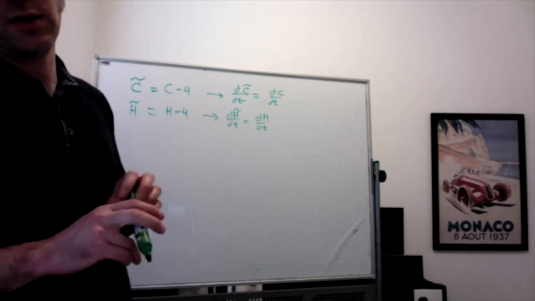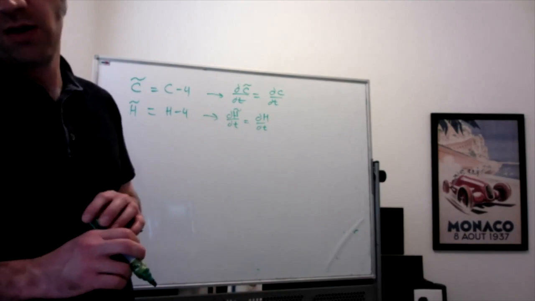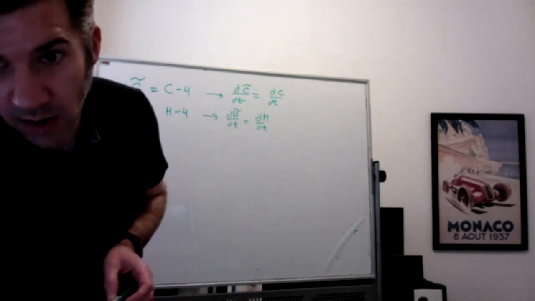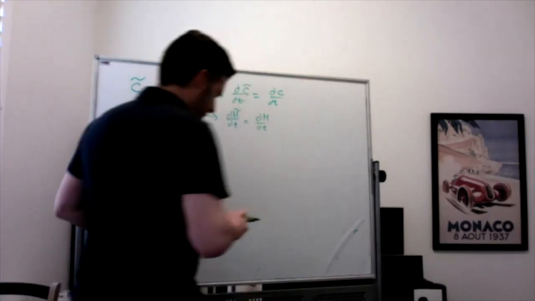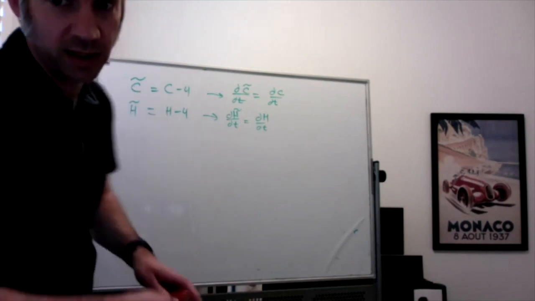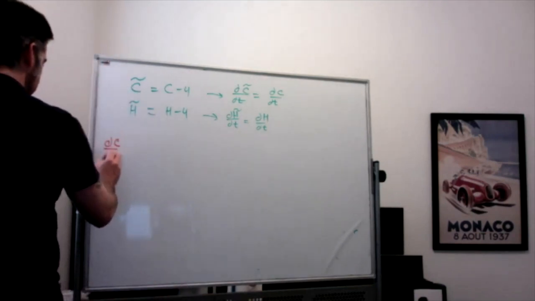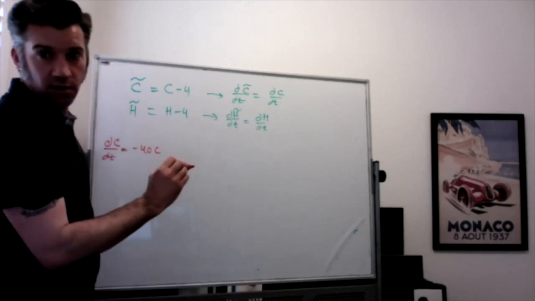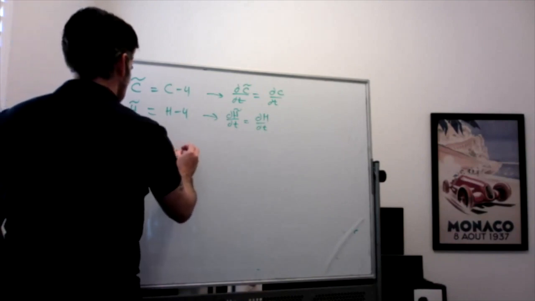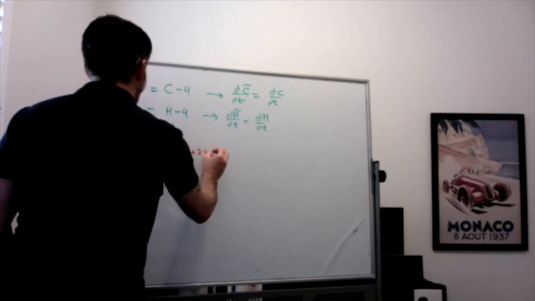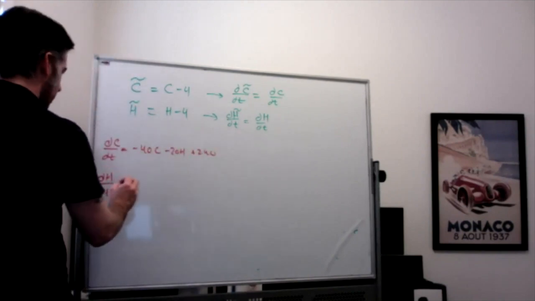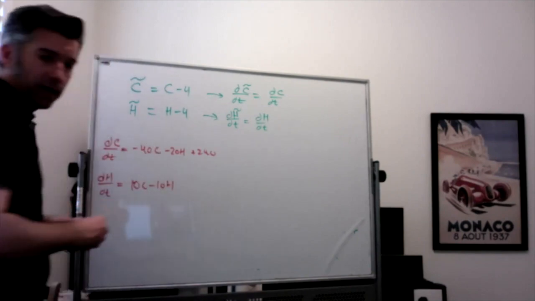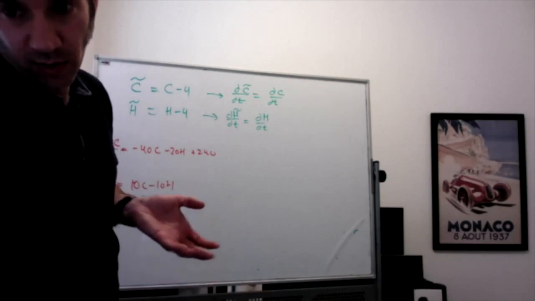Substitute these new variables into the system of differential equations above and simplify to show that they are the following. So we want to substitute this into the system. There's never enough room. The old system was dC dt equal to negative 40C minus 20H plus 240, and dH dt is equal to 10C minus 10H.